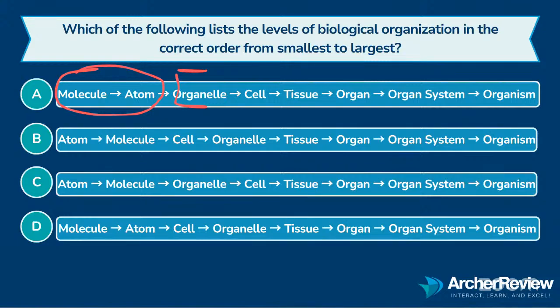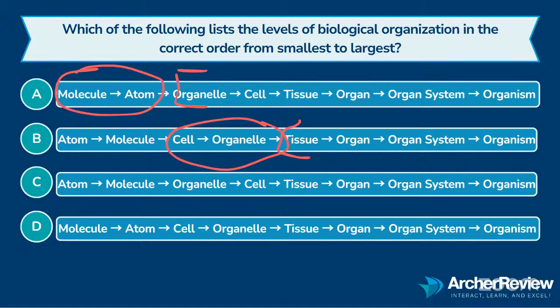All right, our next one, B, atom makes up molecules. So far, so good. Oh, but then we have cell and organelle. These two are out of order. Organelle are like organs inside the cell, so they're smaller. Then from there forward, it looks pretty good. It's correct from that point on.